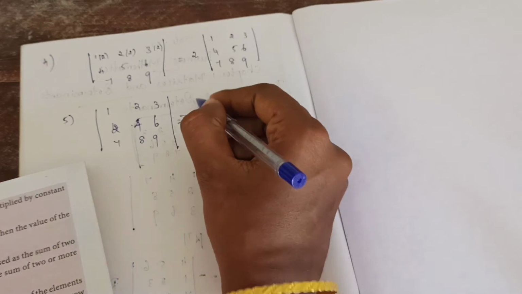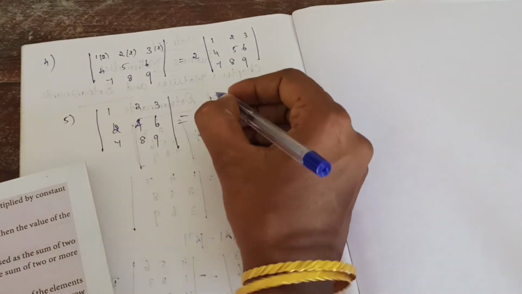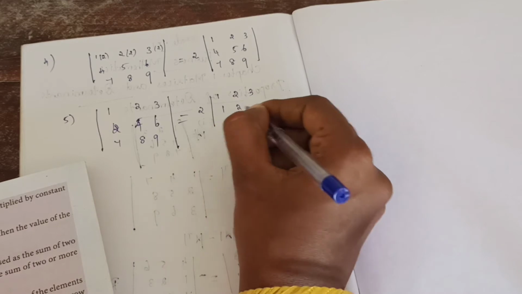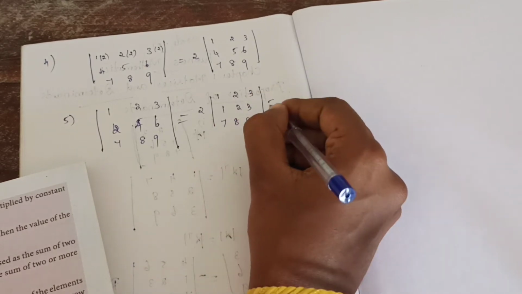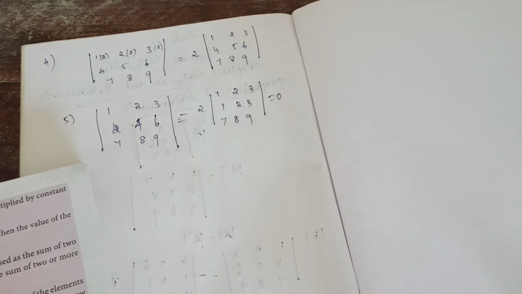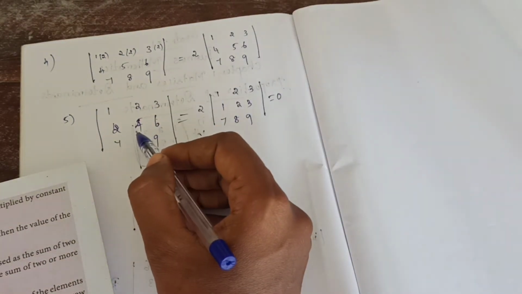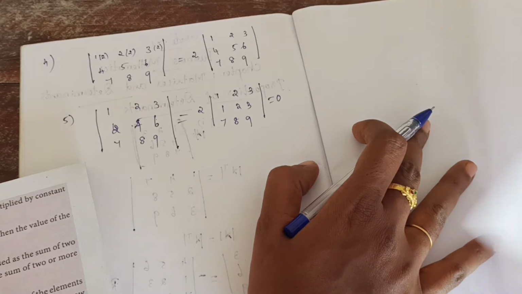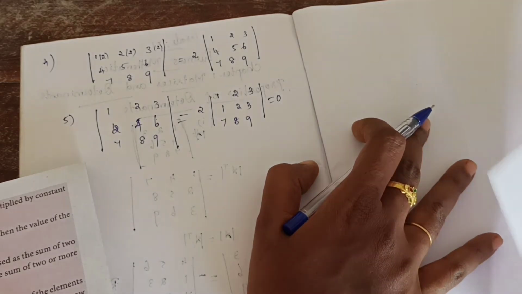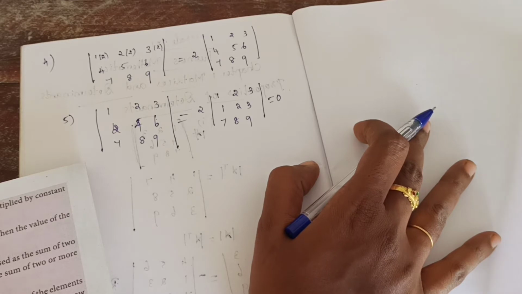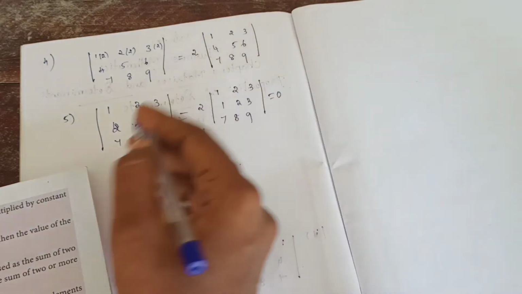Now I said this, right? In the fourth one, what will you do? You can take 2 outside from the second row. That is 1, 2, 3; this is 1, 2, 3; this is 7, 8, 9. So this value is also 0. That's the fifth property. Understand? If any two rows of a determinant are proportional, then the value of the determinant is 0. Here in the second row, 2 is common, so I take 2 outside. You need not check all the rows. If any one row is multiplied by a scalar, you can take the common term outside. Then check: 2 rows are proportional, so the value is equal to 0. Understand?